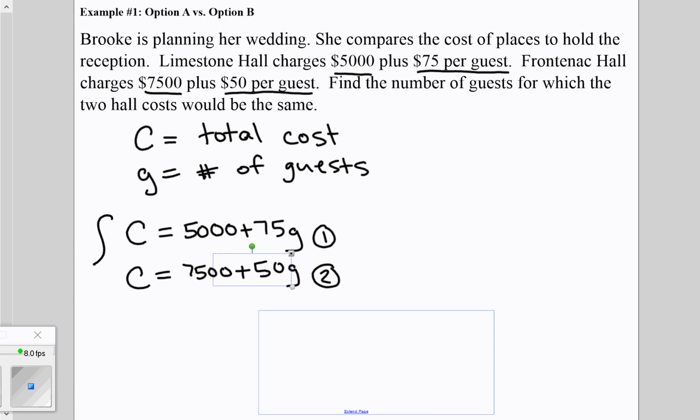When you're solving this system of equations, your goal is to find the number of guests for which the two hall costs would be the same. I'm not going to be solving all of these. That's something that you can do on your own. We're just trying to set it up so that anytime you have a problem where it's option A versus option B, you understand what the general setup will be.